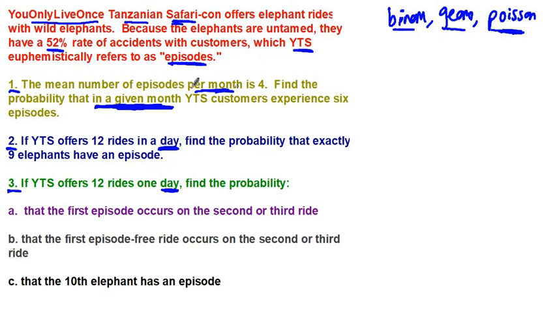So let's go back to ours. In a given month, that's over a certain amount of time. So this one should be a Poisson. Okay, and I will show you how to do that momentarily. Okay, but for now let's just figure out which is which.